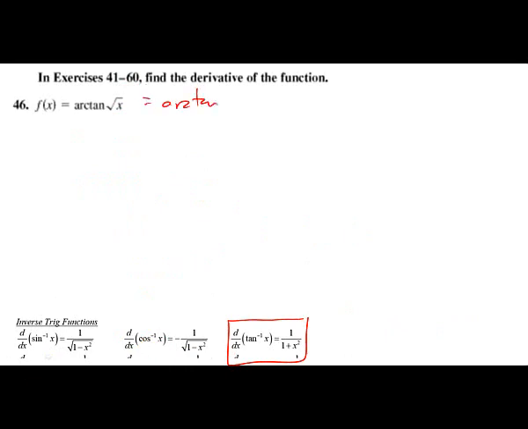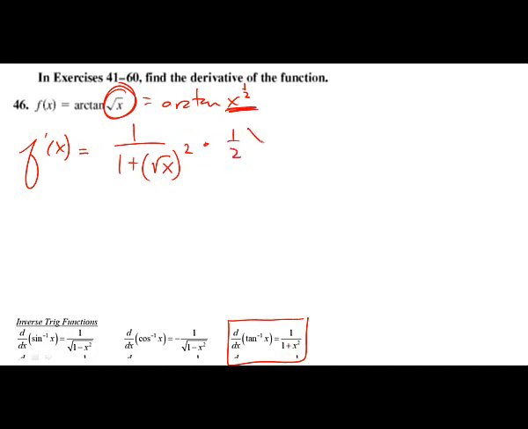Remember that is also the arctangent of x to the 1/2 power. So we've got the derivative equals 1 over 1 plus x squared. What's my x right now? Square root of x. Before I simplify, I need to do the chain rule on this, don't I? So the chain rule would say bring the 1/2 out in front, x to the negative 1/2, because I got to subtract 1.